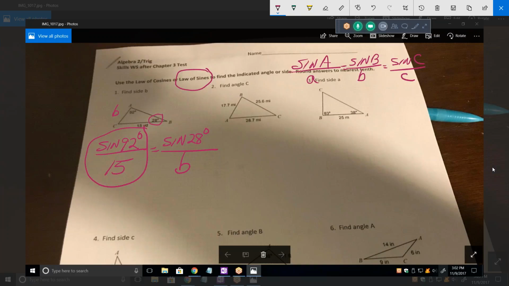There is only one variable in this equation. The sine of 92 degrees is a number. The sine of 28 degrees is a number. The only variable is b. So if I cross multiply, I get b sine 92 equals 15 sine 28. And then b is equal to 15 sine 28 divided by sine 92. You have your calculator in front of you? I don't have mine with me right now, but I have one online, which I'm just using off my phone. Come up with that number. Okay. 15.